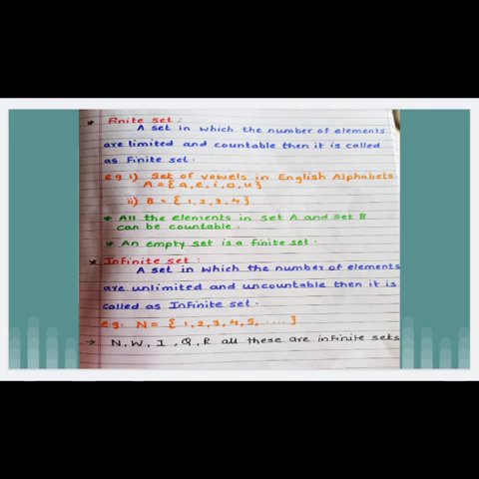Next one, infinite set. A set in which the number of elements is unlimited and uncountable is called an infinite set. Example, set of natural numbers, that is 1, 2, 3, 4, 5 and so on. That means we cannot write the last element here because the elements are infinite. Hence, it comes under this type.